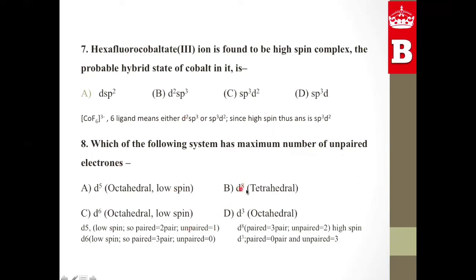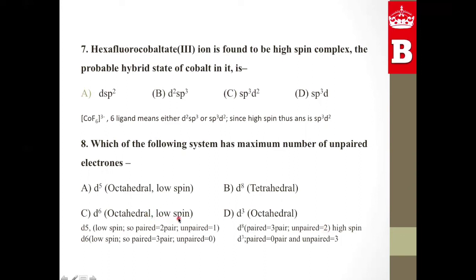If it is d8, it is tetrahedral. If it is tetrahedral, then it should be sp3. So if it is sp3, that means the d orbital electrons do not participate in the bonding at all. So if it is d8, 5 electrons will be singly filled, and the remaining 3 will be paired up. So that means 3 paired electrons and 2 unpaired electrons. So that's why 2 unpaired electrons for tetrahedral.